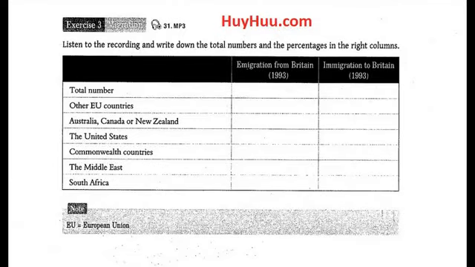Exercise 3. Migration. Listen to the tape and write down the total number and the percentage in the right column.